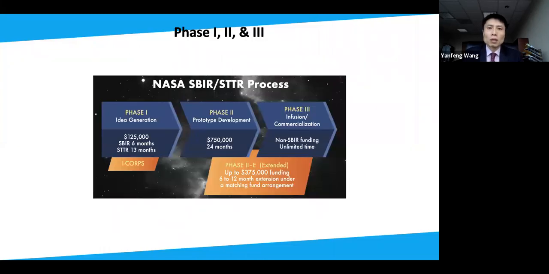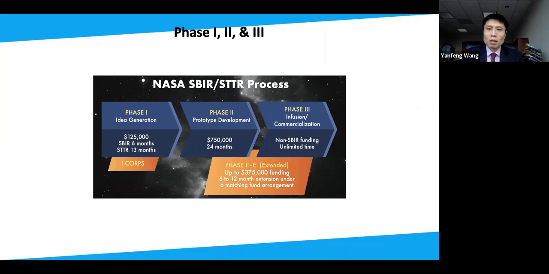But first, let's look into the phases of SBIR and STTR. We use the NASA program as an example. Here, as you can see, all of the SBIR and STTR programs have 3 phases. The first one is relatively small and only lasts between 6 months and 13 months. The amount of money is $125,000. In the case of NASA, they format that one as a contract. They don't have grants. For phase 2, the money increases to $750,000 and lasts for 2 years. That becomes a very important investment.